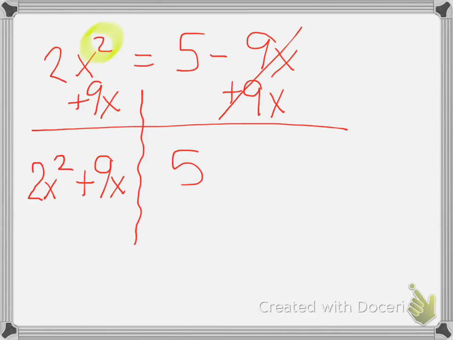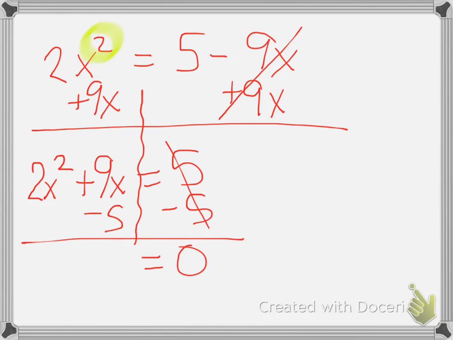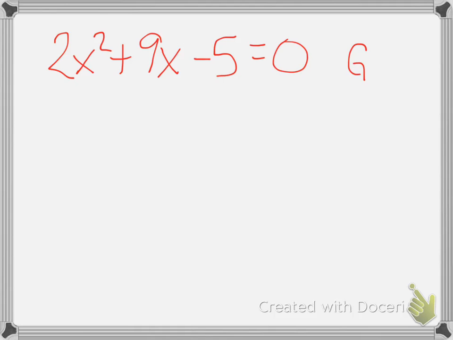So I'm almost there. Now I'm going to take 5 away from each side. Leaves me with 0 on the right, which is my goal. But over here, remember, none of these are like terms, so all I can do is just write them. Okay, so I'm going to write this on the next page nice and clear so that we can read it. 2x squared plus 9x minus 5 equals 0.